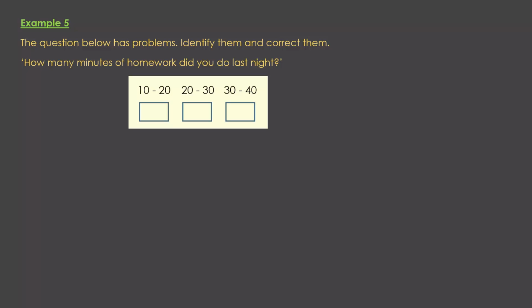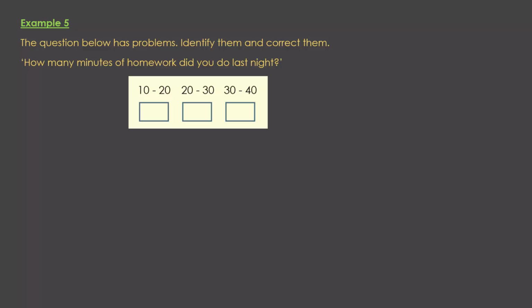The question below has problems. Identify them and correct them. And I'm going to say at the outset, there's a good chance that I won't identify everything or even correct it adequately. The question says, how many minutes of homework did you do last night?